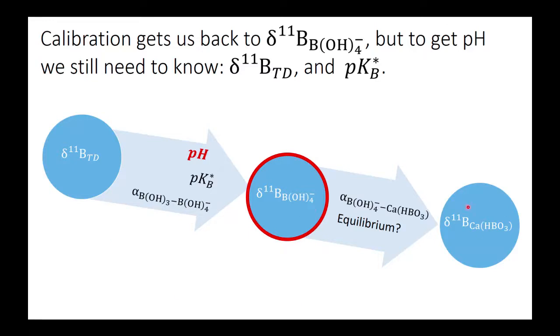So we can do an empirical calibration from what we measure to the borate ion composition. So that takes into account this weird non-equilibrium fractionation that might be species specific, but it doesn't get us to pH yet, because we need to know the temperature effects mostly, and the pressure and the salinity effects on the equilibrium constant, the chemical equilibrium constant, and the fractionation factor.